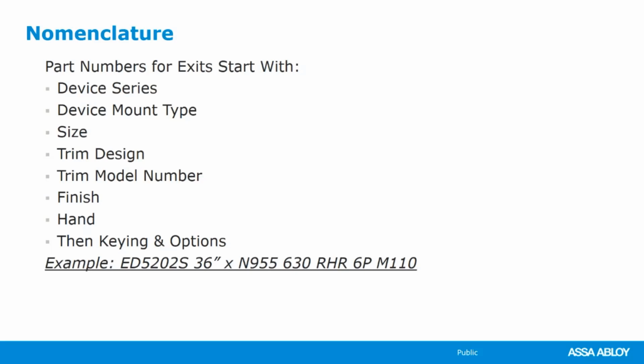The X device is a 5000 series rim double cylinder with a secure bolt, 36-inch rail. N955 is a Newport lever, 900 series, classroom function. 630 is our brushed stainless finish. RHR, right-hand reverse. 6P, 6-pin cylinder to be included. And the M110 is for the flush end cap.